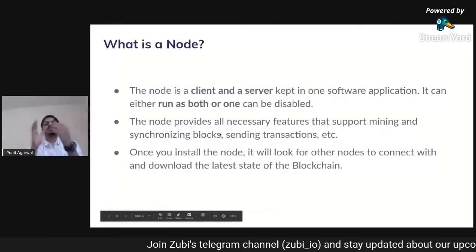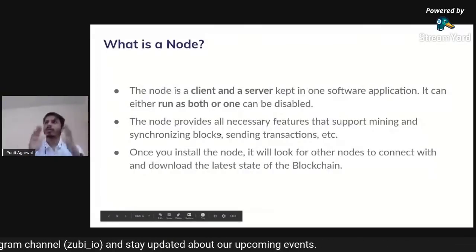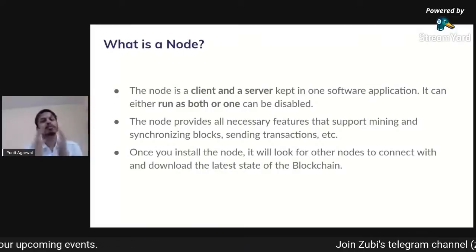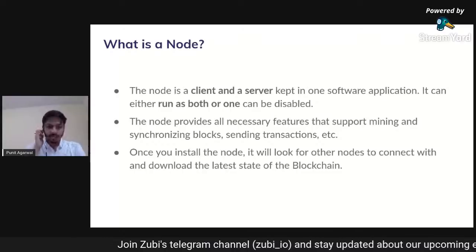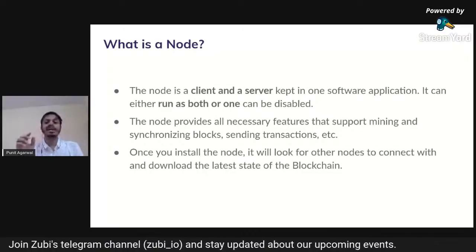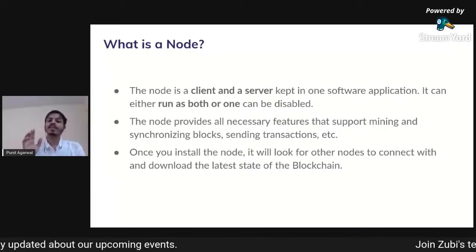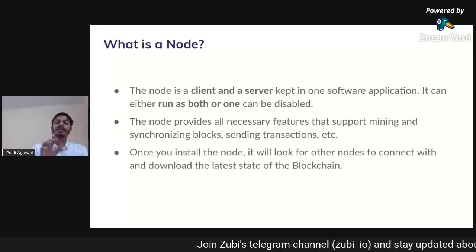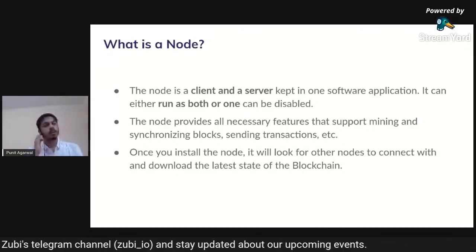Great. So a node is a server or a device that is connected, and it's a software application. If I talk about the technical definition, a node is a client and a server kept in one software application. It can either run as both or one can be disabled. So a node is basically both a client and a server. What do we mean by this?